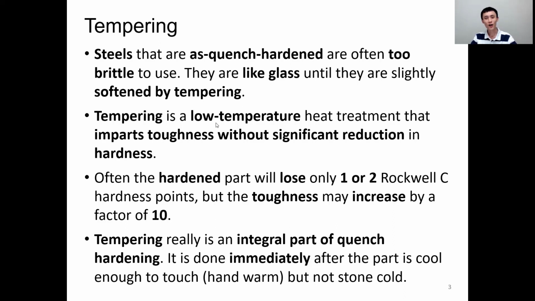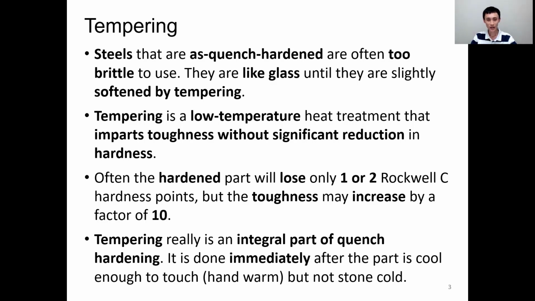Tempering is a low temperature heat treatment that can improve the toughness of the material without significantly reducing the hardness. If we apply tempering, the toughness of the material can be increased by a factor of 10, but the hardness will only drop by about 1 or 2 Rockwell C. The tempering process is usually an integral part of quench hardening, and it is usually done immediately after the part is cool enough to touch but not stone cold.